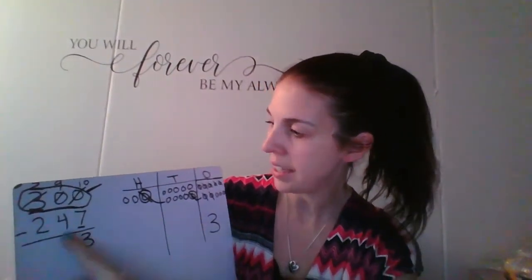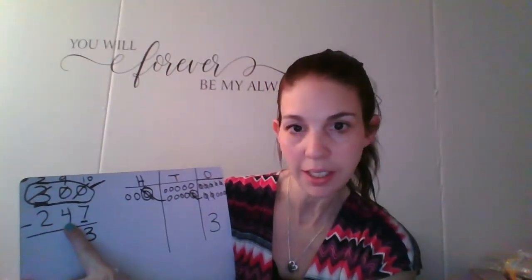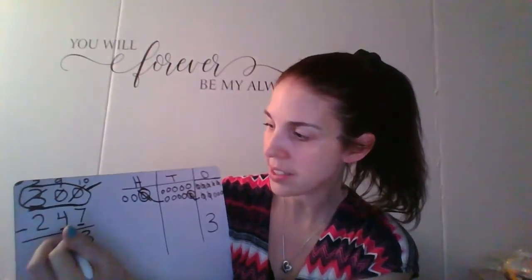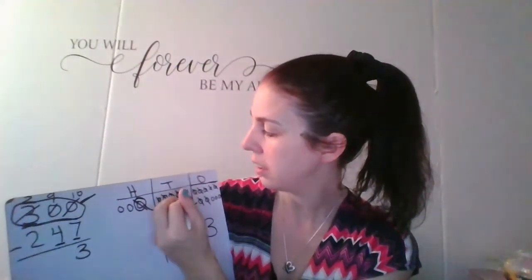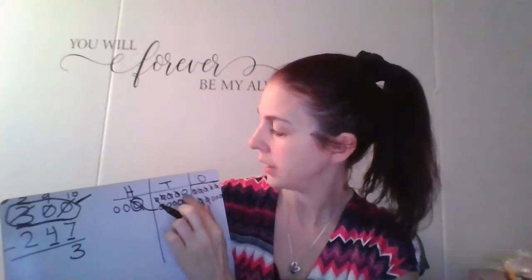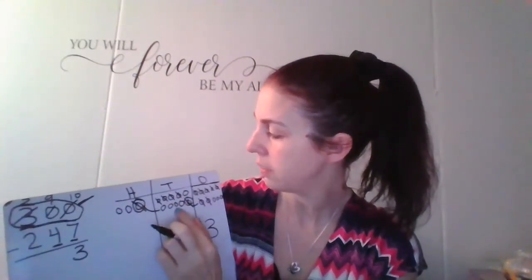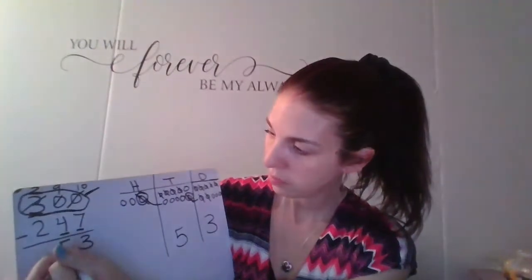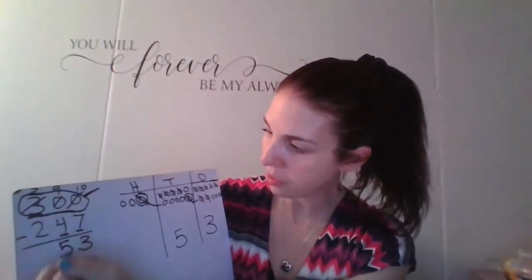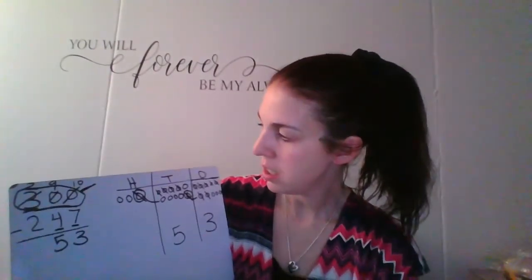Now we're ready to come to our tens, and we're going to take away how many? 4 tens. So we're going to cross out 4 tens. 1, 2, 3, 4. How many tens are left? 1, 2, 3, 4, 5. 9 minus 4 equals 5.